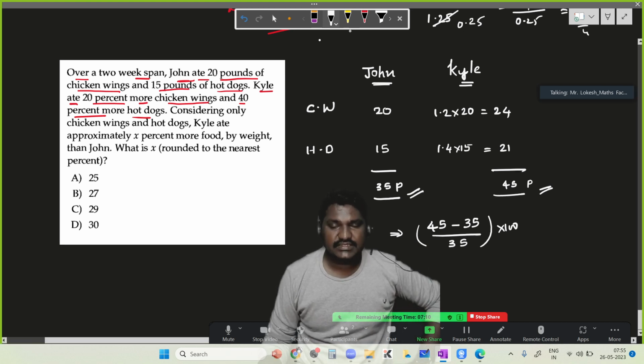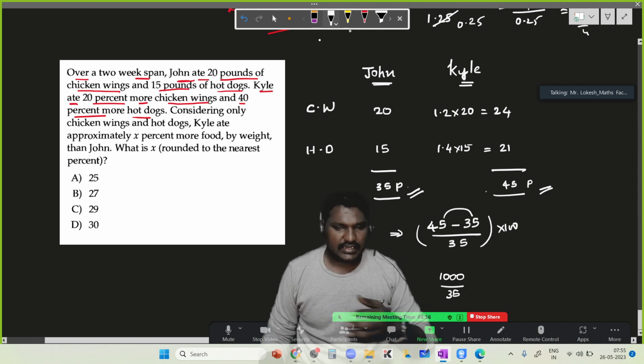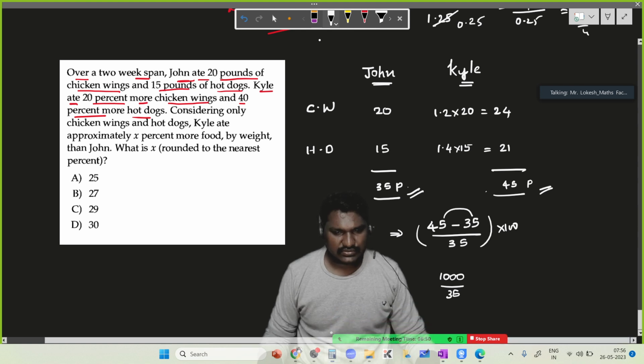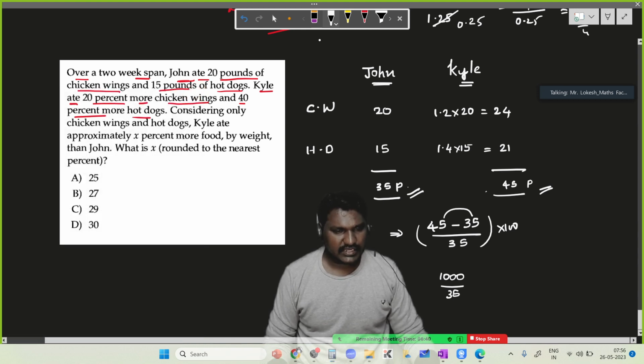So we need to find the percentage increase. We know the formula: (final value minus initial value) divided by initial value, times 100. So it will be 1000 by 35, because 45 minus 35 is 10, and 10 times 100 is 1000. So 1000 by 35 is approximately 29 or 30. Let me do the calculation once again. 1000 divided by 35 is 28.5, which can be approximately taken as 29%.